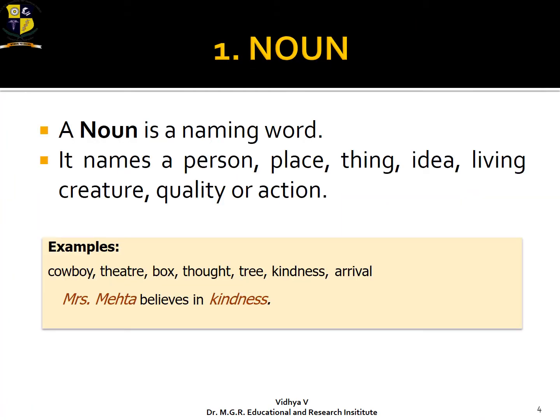So the first part of speech is noun. Noun is a naming word. It names a person, place, thing, any living creature, a quality, or an action. So as you can see the examples, it can be any name: theater, box, table, chair, tree, arrival, departure. Everything comes under noun. And as you can see in the example, Mrs. Mehta believes in kindness. So Mrs. Mehta is a name and kindness is an action. So these all come under noun.